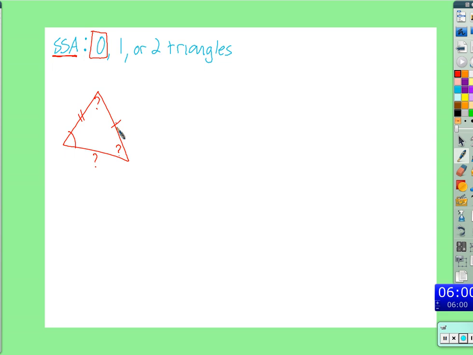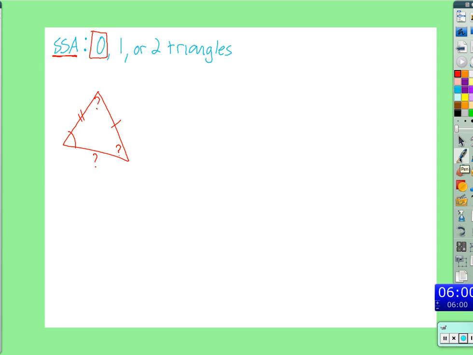So a true side-angle-side would be where I'm given a side, and the next thing I know is an angle, and the next thing I know is a side. It's like all as closely grouped together as possible. As closely as I can group them together. So, erase that. Now we see what a side-angle-side is.